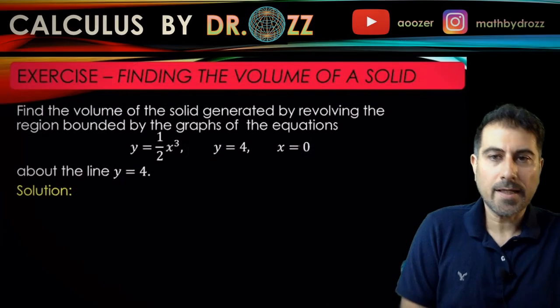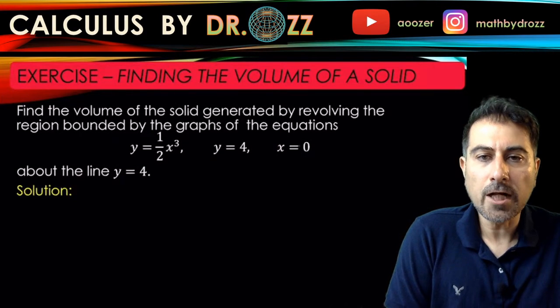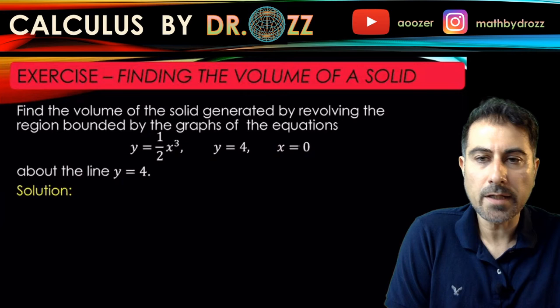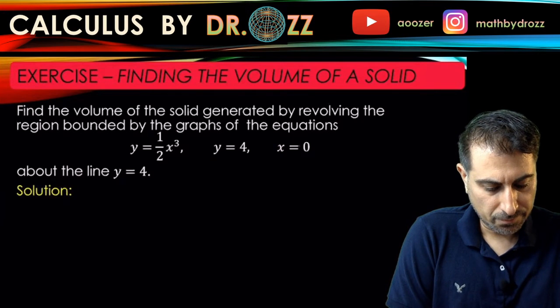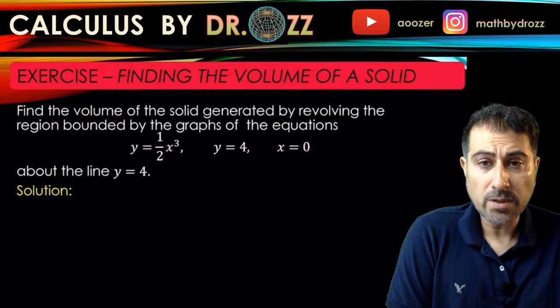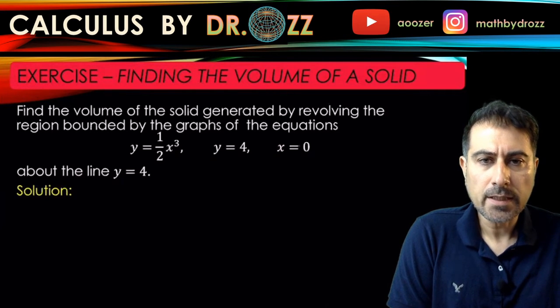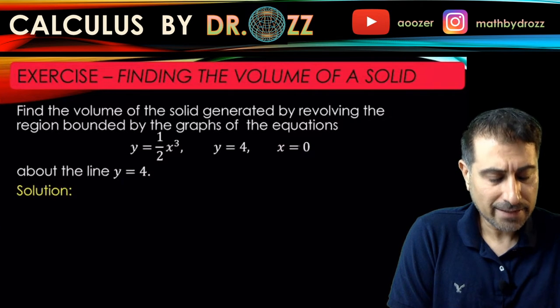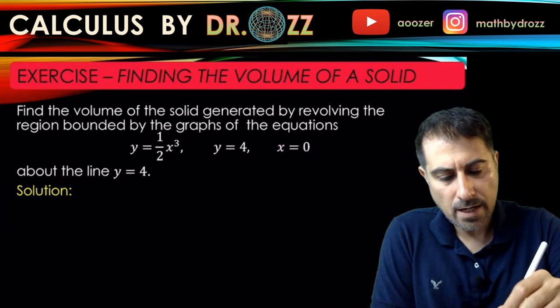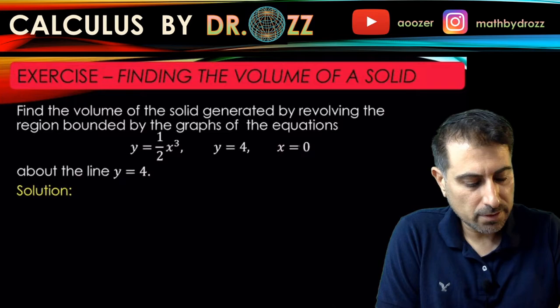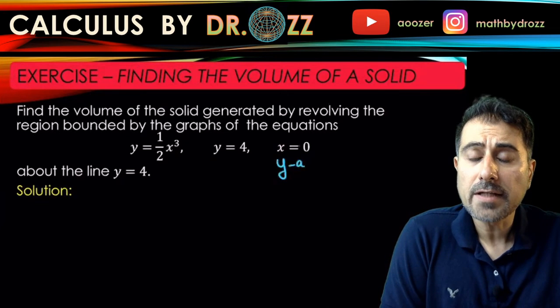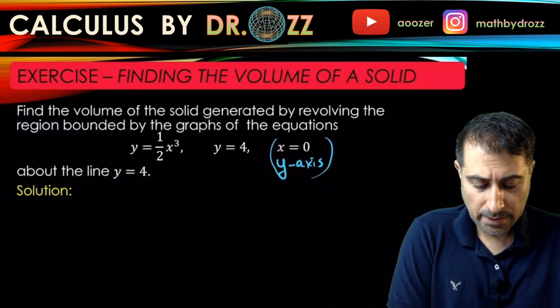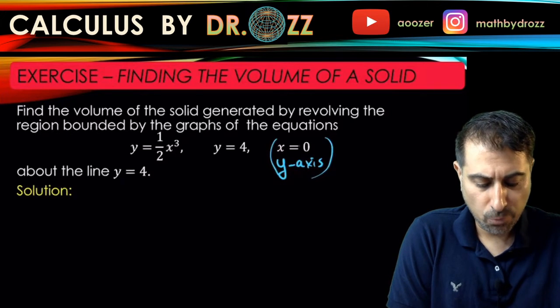All right, let's take care of this problem. We're going to find the volume of the solid generated by revolving the region bounded by the graphs of the equations. One is a cubic, the other one is a horizontal line, and the other one is x equals 0, which is in fact the y-axis. Let me just write here that this is also the y-axis. We're going to revolve the region about the line y equals 4.